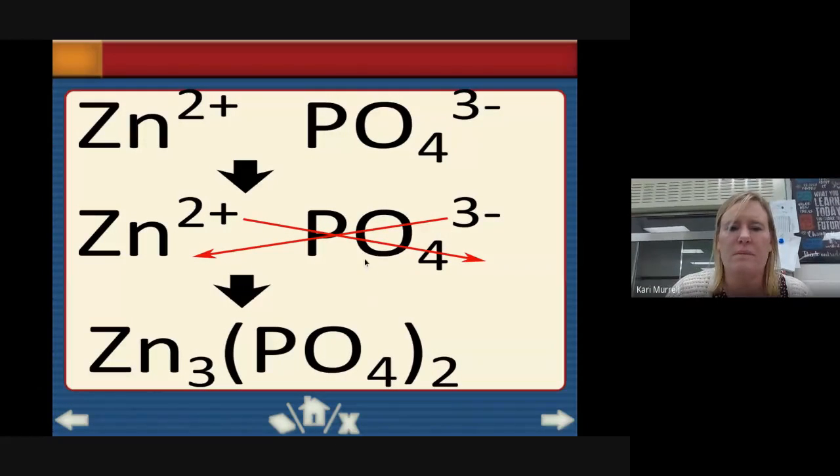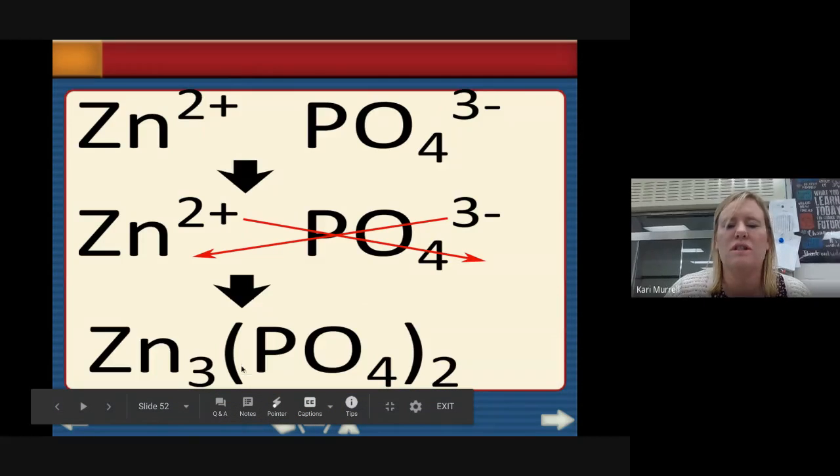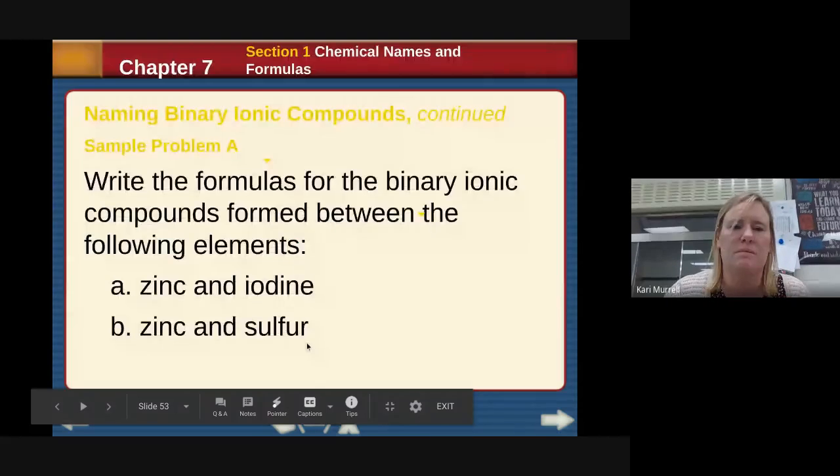All right, here's one more. We have zinc and we have this phosphate ion. We're going to crisscross their charges and we can see what we have here. So the 3 goes next to the zinc and the 2 goes outside of the parentheses next to the PO4, saying we have 2 of those PO4 groups.